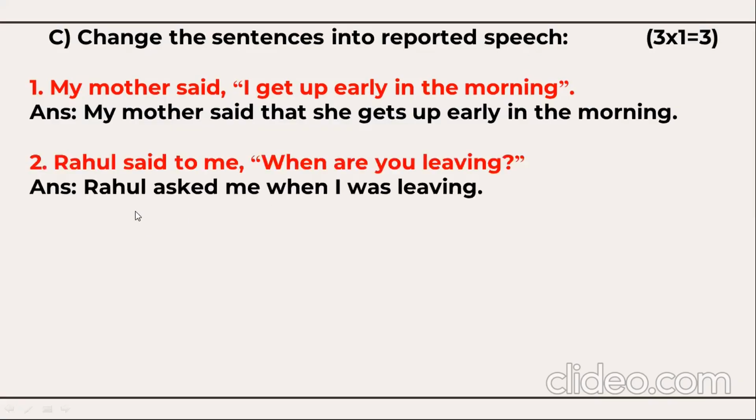Next, Rahul said to me, "When are you leaving?" Rahul asked. It's a question. So we'll say asked, because it's in the past tense, so the -ed form, asked me. We will copy the same WH word, when. Me here refers to, obviously, I. When I, "are" will change to was. The remaining verb will be the same. When I was leaving. Rahul asked me when I was leaving.